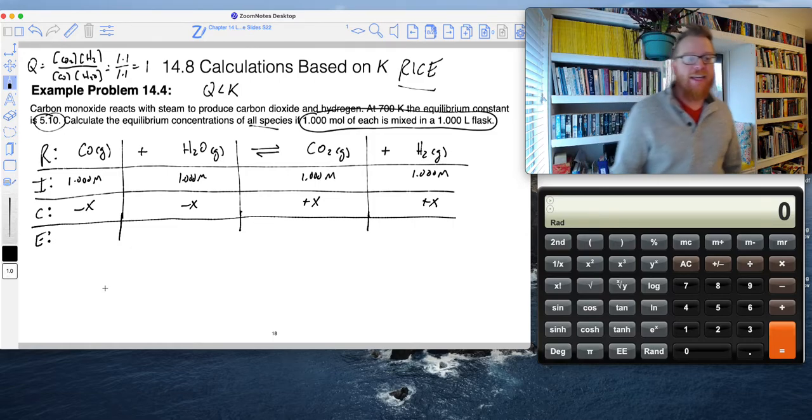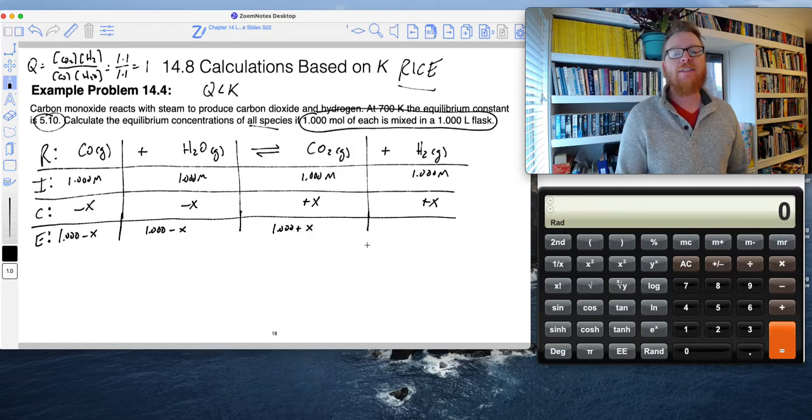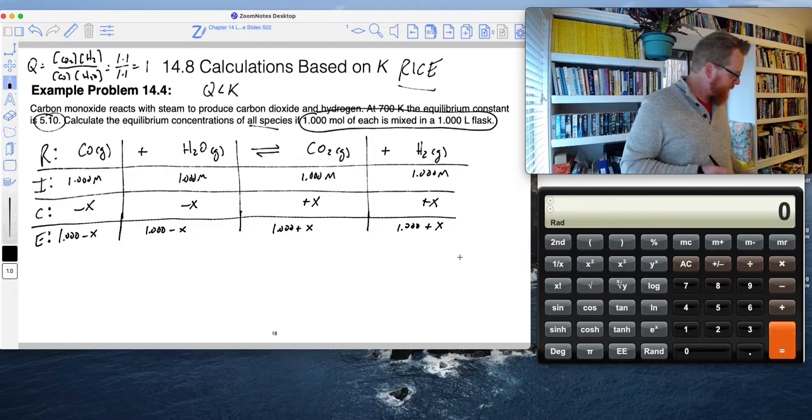To get the equilibrium, we just add together the initial and the change. We just bring it all down. So that means this is 1.000 minus X. I'm going to keep all of those sig figs in here because when I'm doing the algebra, it's important to keep track of those significant digits. And now the CO2 is 1.000 plus X, and the H2 is 1.000 plus X. Okay, so now we've got our Rice table all set up.